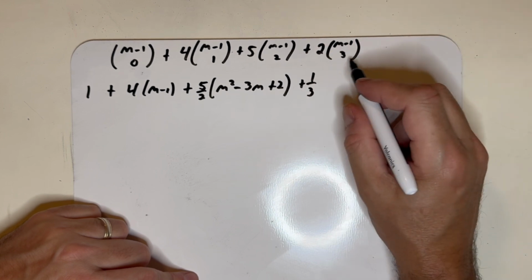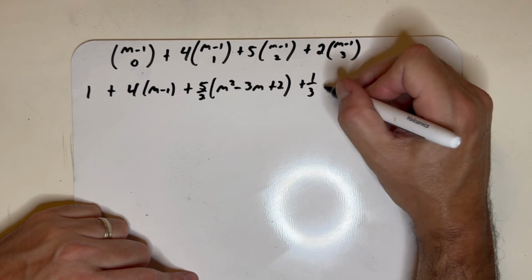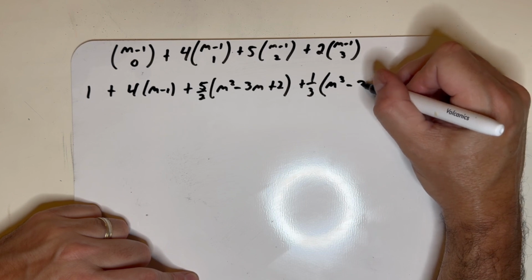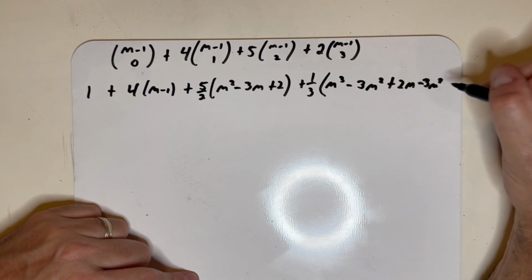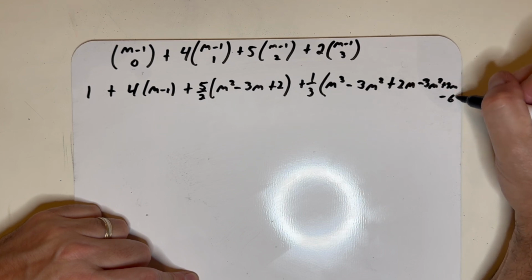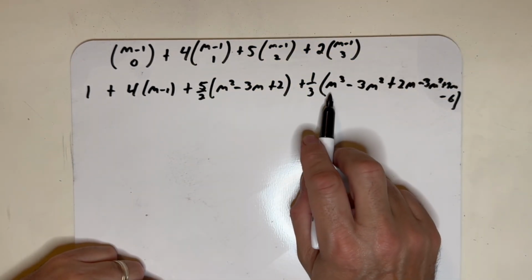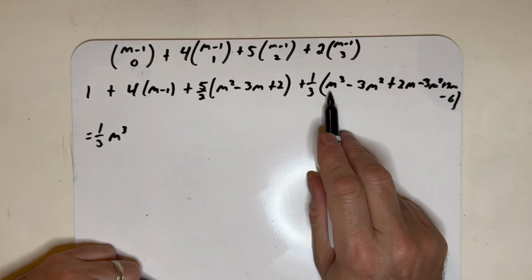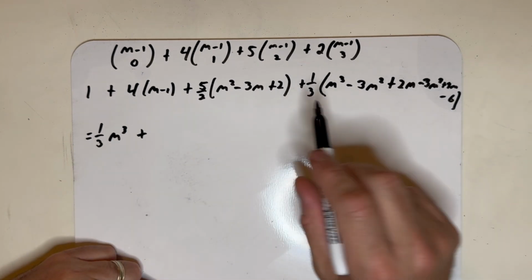And if we multiply this out, this (m minus 1) times (m minus 2) times (m minus 3), we're going to get m cubed minus 3m squared plus 2m minus 3m squared plus 9m minus 6 here at the end. And just start arranging. We've only got one m cubed term in here, so we can go ahead and write that down. So that's 1/3 m cubed. That's from here.